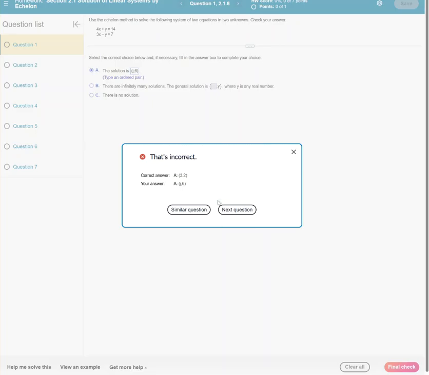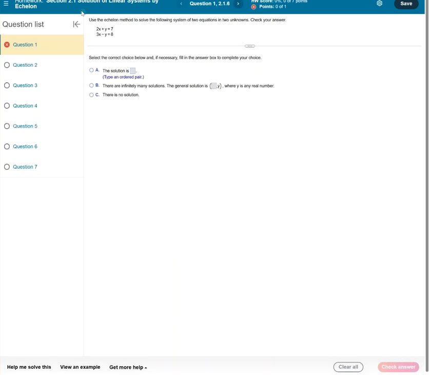At this point, you can either go on to the next question and come back later and work on this one, or you could hit similar question. It changed your equations, and you can redo number 1 right there. So it's up to you. You can always come back and work on your homework until that due date, that October 15th or whatever it happens to be.